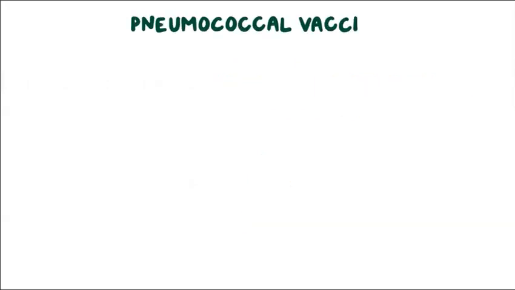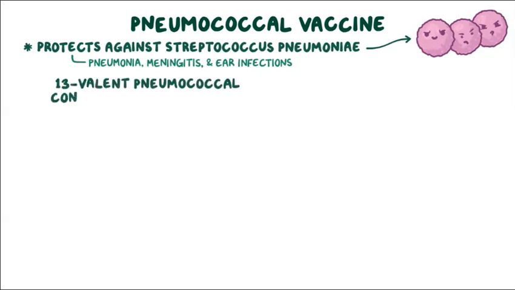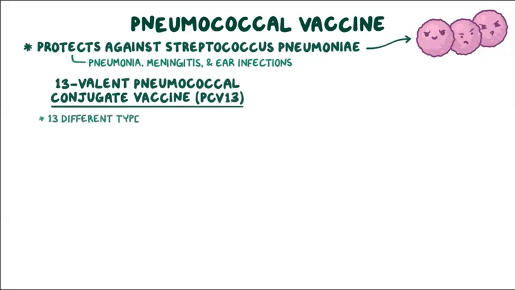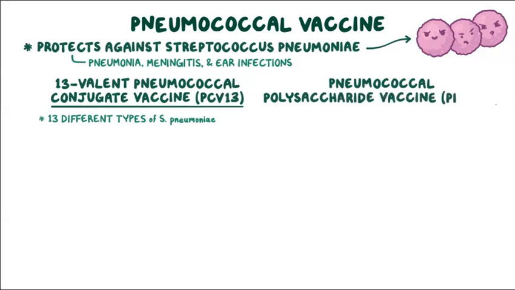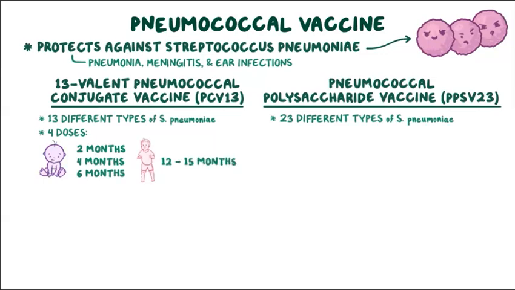The pneumococcal vaccine protects against Streptococcus pneumoniae, which causes various infections including pneumonia, meningitis, and ear infections. There are 2 types, a 13-valent pneumococcal conjugate vaccine, or PCV13, which covers 13 different types of Streptococcus pneumoniae, and a pneumococcal polysaccharide vaccine, or PPSV23, which covers 23 different types. PCV13 is given routinely in 4 doses at 2, 4, 6, and 12 to 15 months.